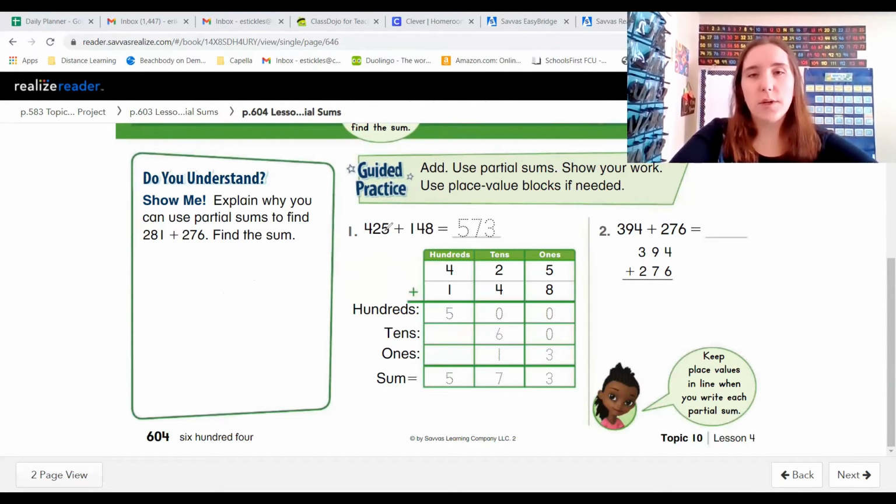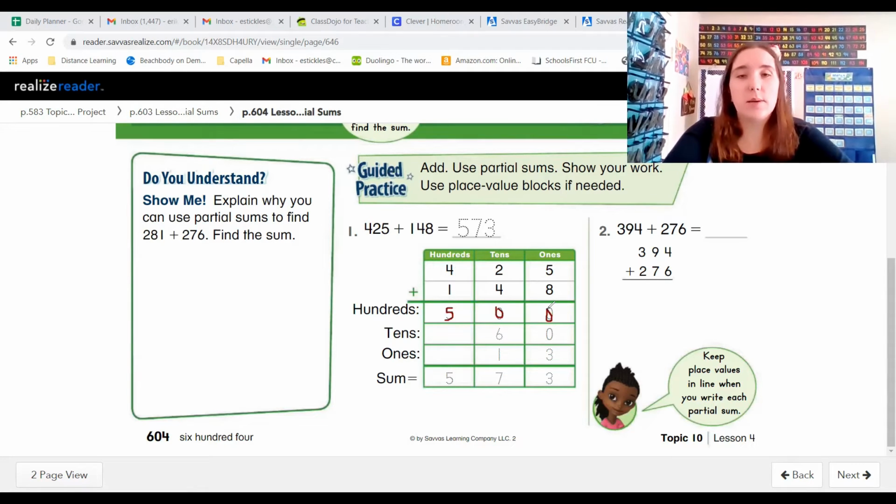Our problem is 425 plus 148. And notice they've lined them up for us on top in standard form by stacking up the numbers. The ones over the ones, the tens over the tens, and the hundreds over the hundreds. Now we need to do the partial sums. We're going to start with the hundreds first. So we have 400 plus 100. Well, 4 plus 1 is 5. So our partial sum for the hundreds is 500. And I'm going to write it out like this. So I have my numbers in the hundreds, tens, and ones columns.